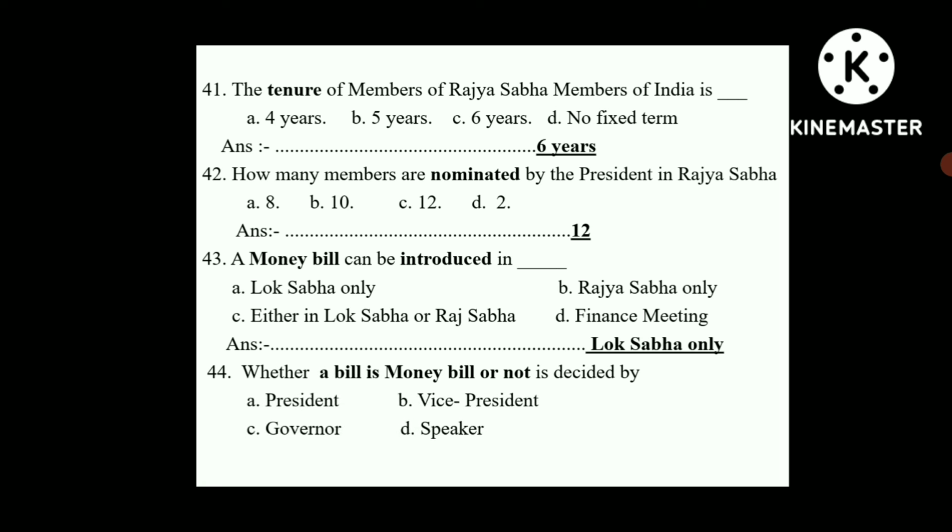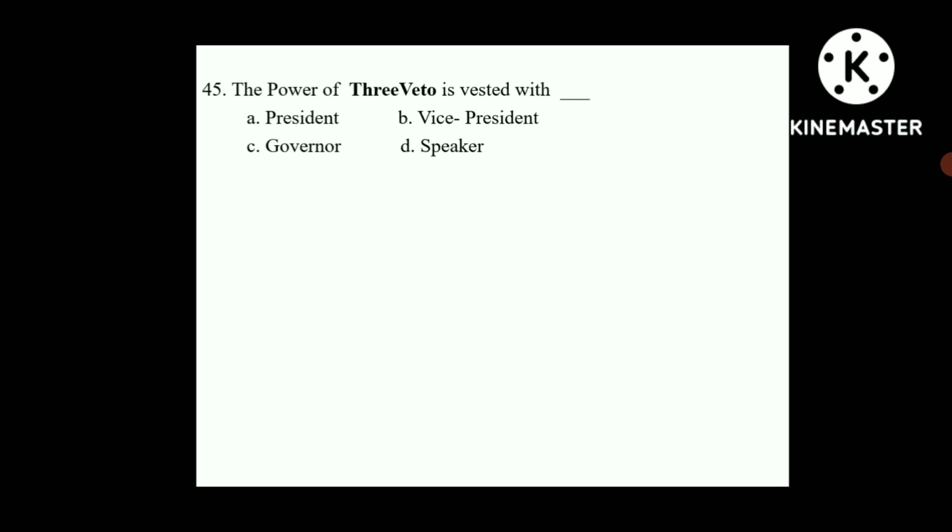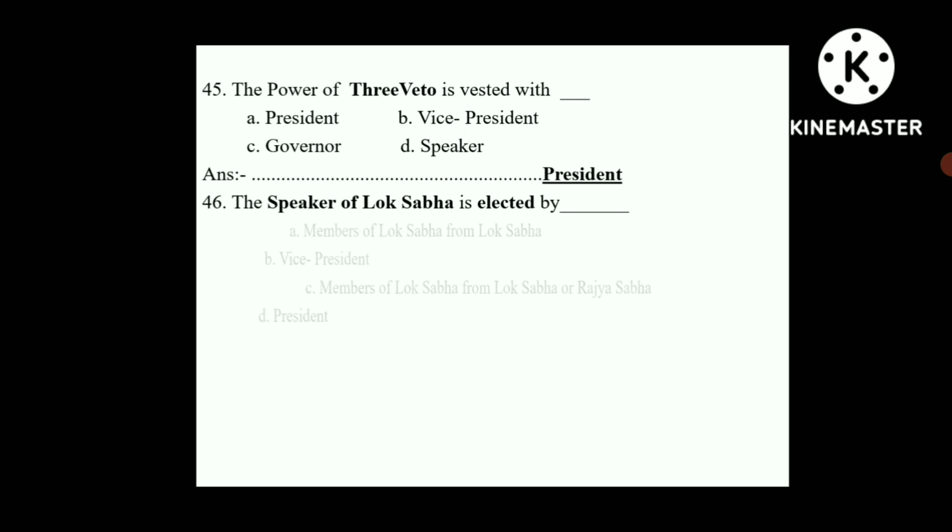Whether a bill is a money bill or not is decided by, I suppose it has been previously asked. Let's check again whether you can remember or recollect the question or not. Is it the President, Vice President, Governor, or the Speaker? It is of course the Speaker. The power of veto, and there has been 3 veto, and that is vested with whom? President, Vice President, Governor, or the Speaker? Who has this power of veto? And it is the President.